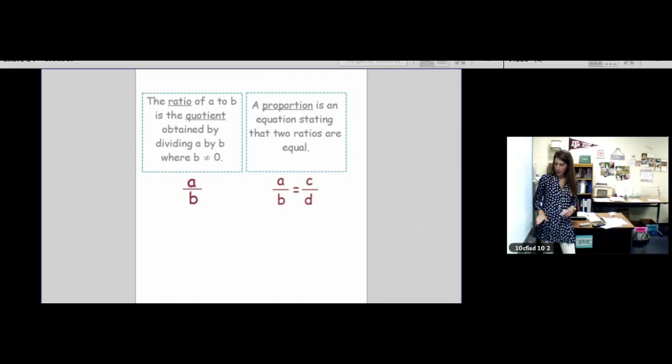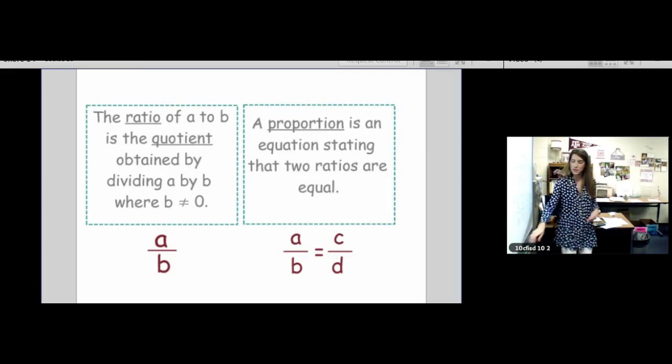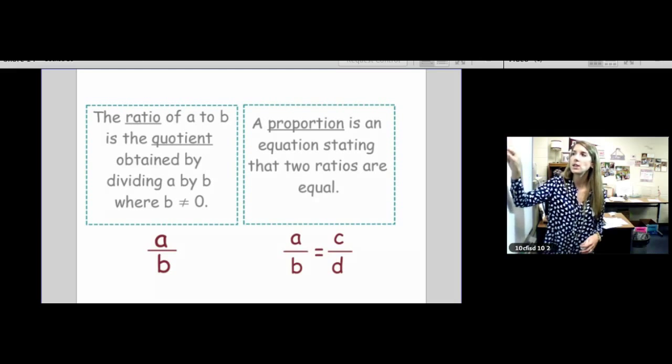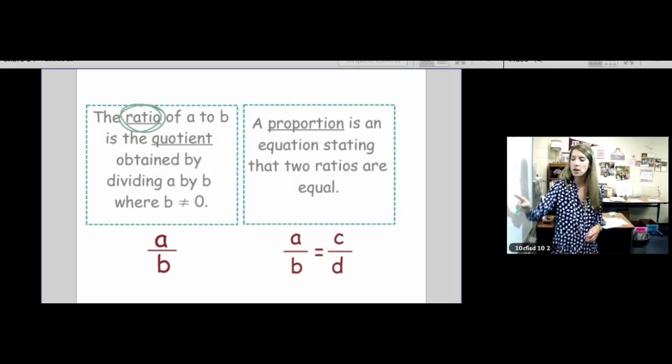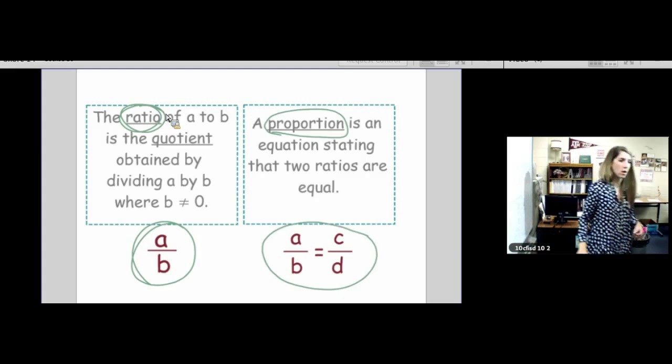Okay. This you can write down in your notes if you would like. I do want you to know the difference between a ratio, just write ratio and draw a picture, and a proportion. And then you can just write the word proportion and draw a picture. What's the big difference between a ratio and a proportion? Just simpler than that. What's the difference? Look at those two.